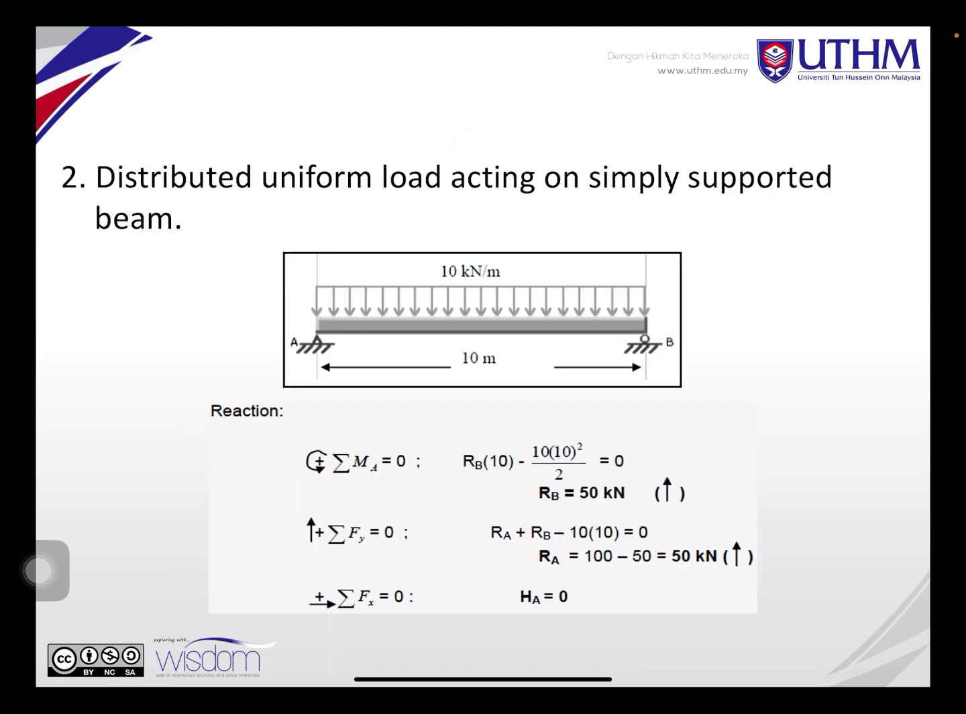Okay, so if you have distributed uniform load acting on a simply supported beam, how are you going to do it? For the first step, you will have to calculate the reactions RB, RA, and HA. After you obtain this, you will get the value. So here is 50 kilonewton, here is 50 kilonewton, and then HA is 0.